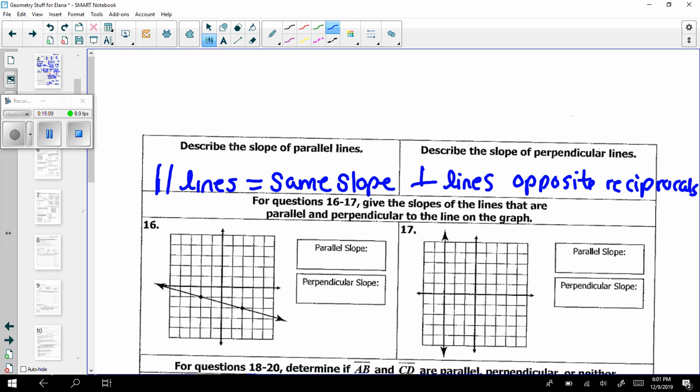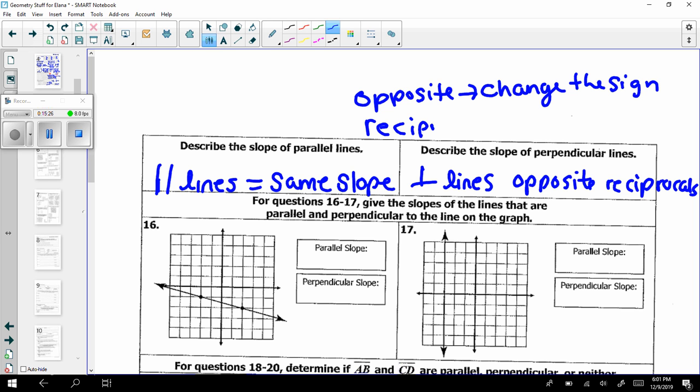Okay, which means opposite means you change the sign. Reciprocal means you flip the fraction. All right.